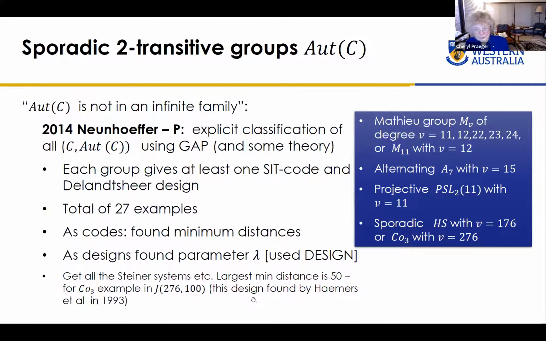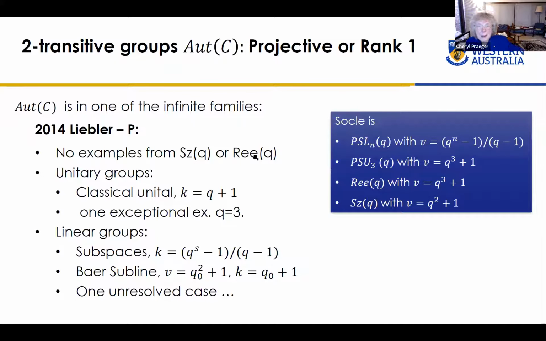Okay, that was exciting. That's the sporadic ones. Next, let's lump together what I'll call the projective or the rank 1 group. So these are the two-transitive groups where the unique minimal normal subgroup, the socle, is either PSL(n,q) acting on the points of the projective space, or PSU(3,q) acting on these unitals, degree q^3 + 1, or Ree groups of degree q^3 + 1, or Suzuki groups, degree q^2 + 1.